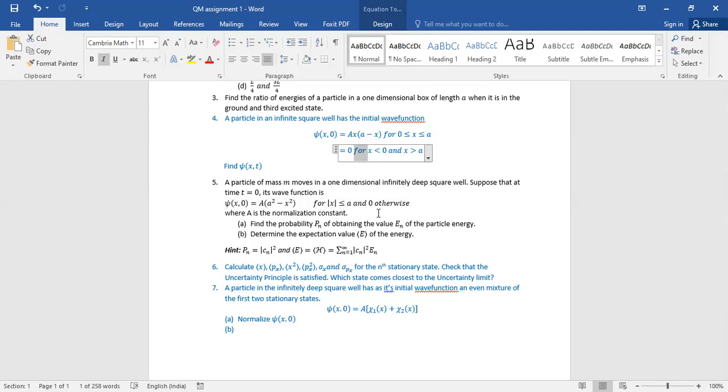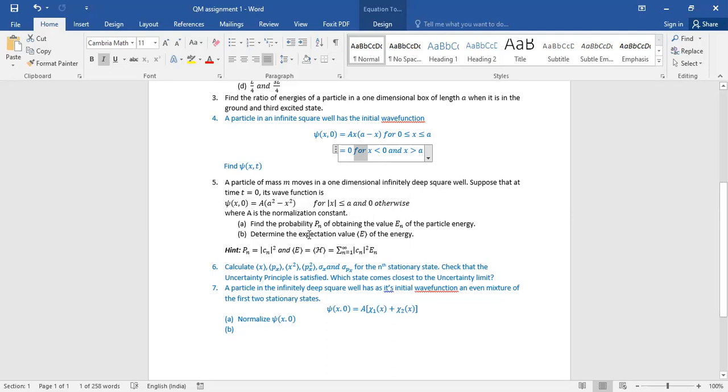So this is the first thing that you should be clear about: while it looks like the earlier problem, here the well extends from minus a to plus a, and the length is 2a. Okay, so this is something that you should be clear of. And then you of course have to proceed in the same way.